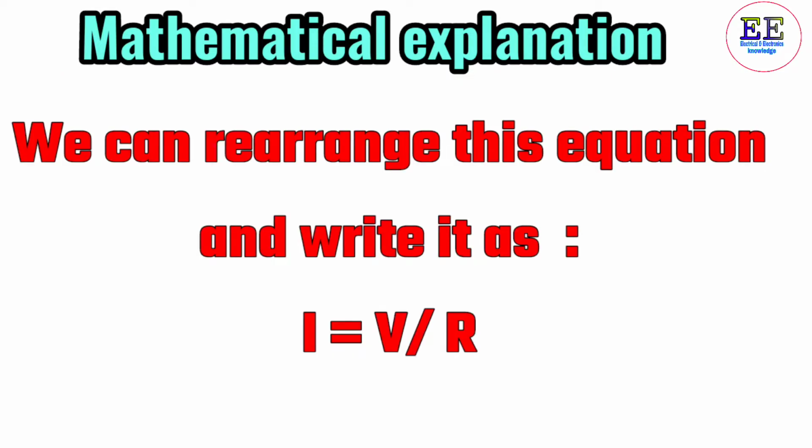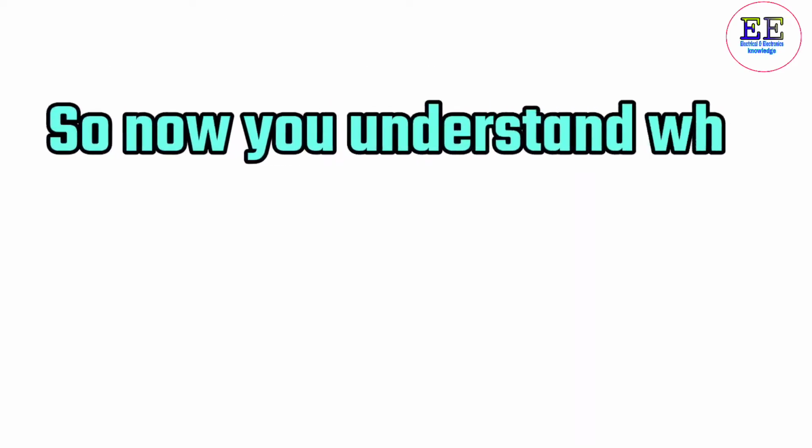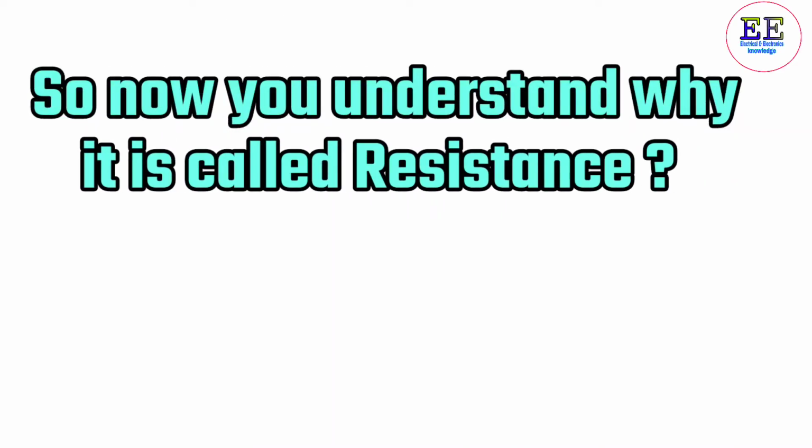We can rearrange this equation and write it as I is equal to V divided by R. If the input voltage is constant and we increase the resistance, then I decreases because there is an inverse relation between I and R. So when R increases, I decreases, since the resistance opposes current flow. Now you understand why it is called resistance.